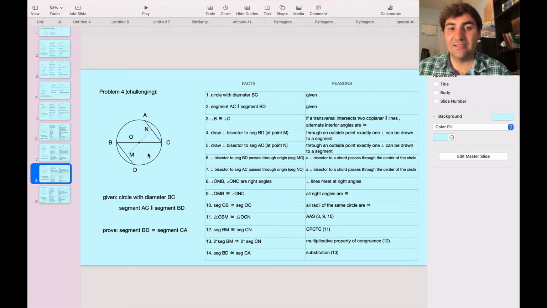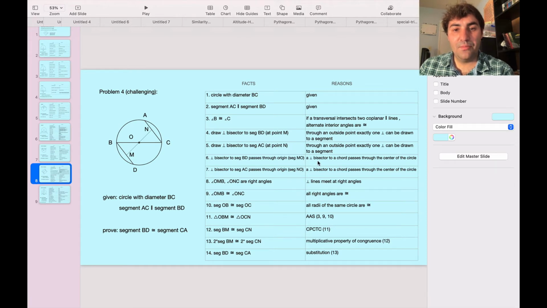So what I'm going to do next is I'm going to draw the perpendicular bisector to segment BD, and we'll call M the point of bisection, right? And I'll do the same thing to segment AC. I'll draw the perpendicular bisector here. So we'll only consider just the segment MO, which is technically the subset of the entire perpendicular bisector. And the reason we can do that is because through an outside point, that means a point that's not on a segment, exactly one perpendicular can be drawn to a segment, right?